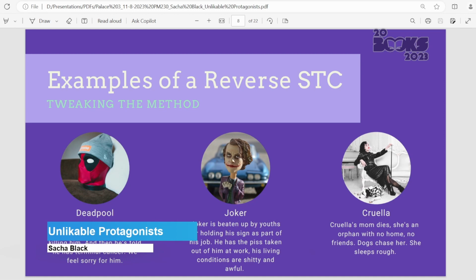So we've got some examples. Deadpool scares the boy away in his mercenary job. That's his really bad negative behavior defining who he is. But he's then told that he has terminal cancer. So even though he's doing something bad by scaring the shit out of this poor lad, he's then got terminal cancer and we feel sorry for him.